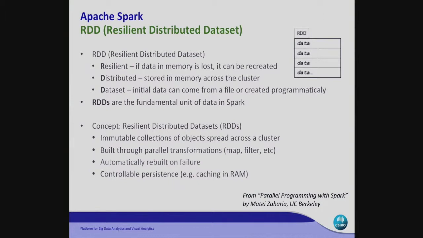Basically, the fundamental unit of Spark is the RDD, which is Resilient Distributed Dataset. If you go to the website, you can see it straight away. Resilient means that if data in memory is lost, it can be recreated. Distributed means that it's stored in memory across the cluster, so you have different cluster nodes, and it distributes your data across the cluster. And a dataset can come from a file or be created programmatically.